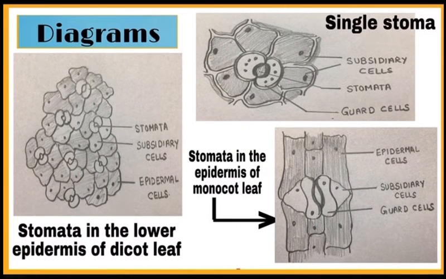Draw these diagrams in your practical notebook using sharp pencil. Note one thing, in dicots the guard cells are bean shaped and in monocots guard cells are dumbbell shaped.